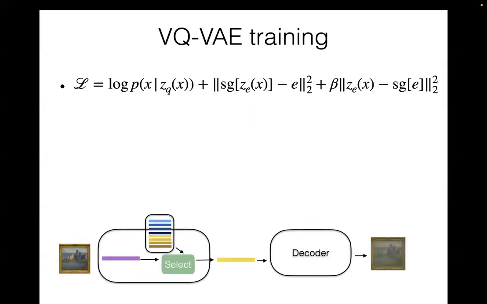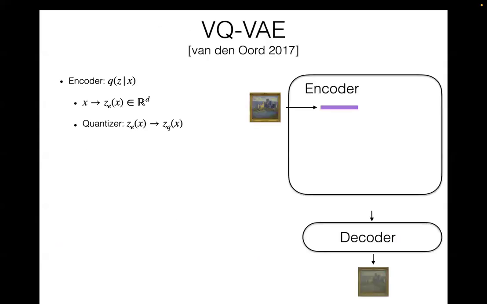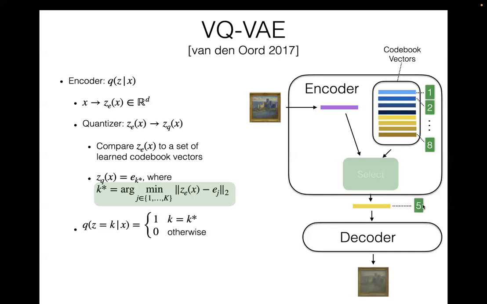So the question is, how do you train this model? First of all, you have to train this encoder. You probably have to come up with some way of updating these codebook vectors, and then you have to train the decoder.